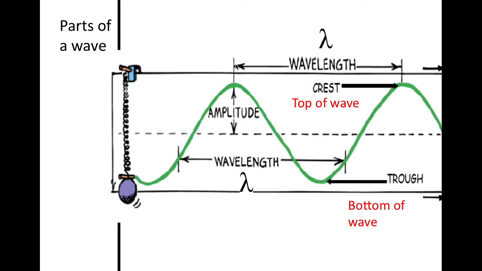Notice up here, wavelength goes from crest to crest. A wavelength can also go from trough to trough. But notice here that the wavelength goes from this point here to the same point in the next part of the wave. The wavelength is always going to be from the same point of the wave to the next point of the wave that is in the same spot. And it is denoted with lambda as being the symbol.